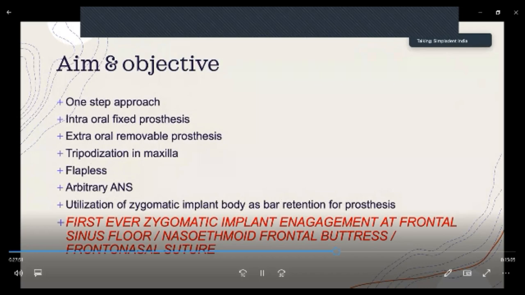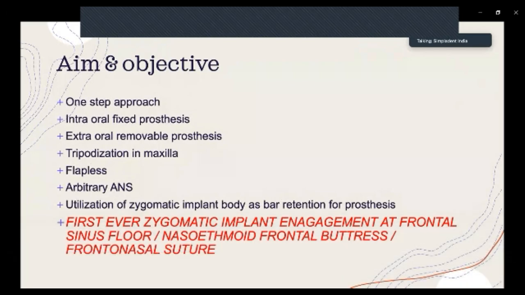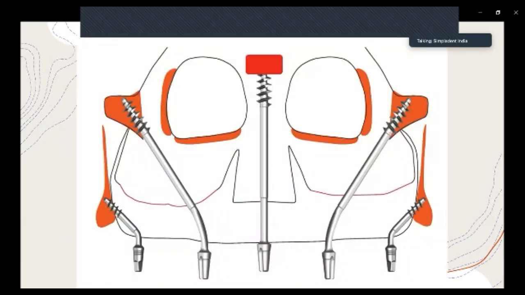We need to create a tripartition of the maxilla. And we want to do it flapless. We need to create an anterior nasal spine for the prosthesis, meaning where the future prosthesis will lie. Utilization of zygomatic implant bodies as bar retention for the prosthesis, I'm going to explain. So that was the concept of what we wanted to do.